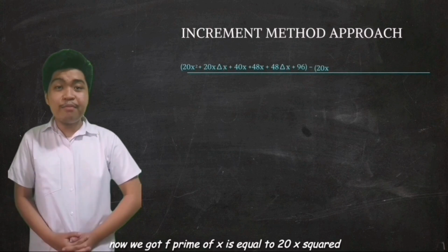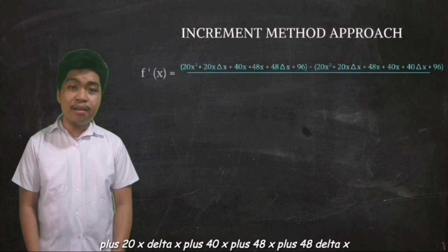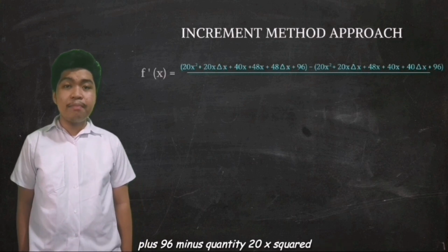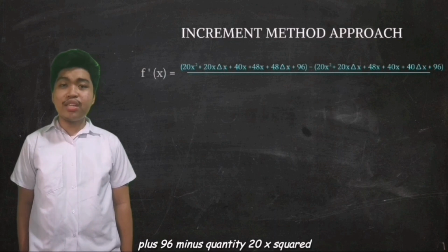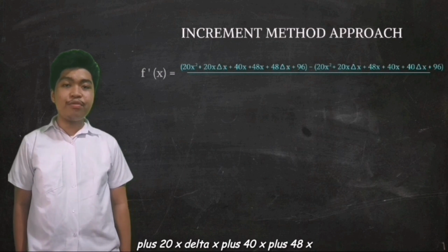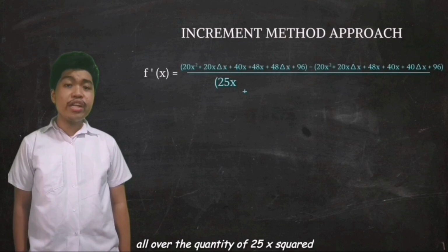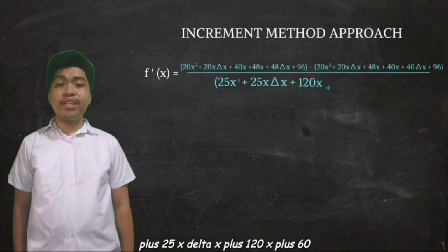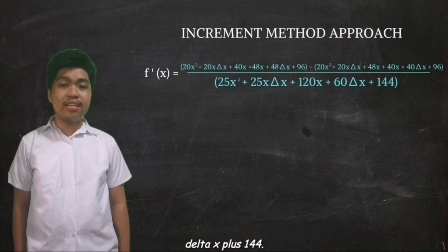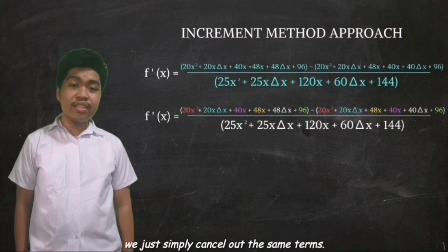Now we got f prime of x is equal to 20x squared plus 20x delta x plus 40x plus 48x plus 48 delta x plus 96 minus quantity 20x squared plus 20x delta x plus 40x plus 48x plus 40 delta x plus 96 all over the quantity of 25x squared plus 25x delta x plus 120x plus 60 delta x plus 144. Following that, we just simply cancel out the same terms.